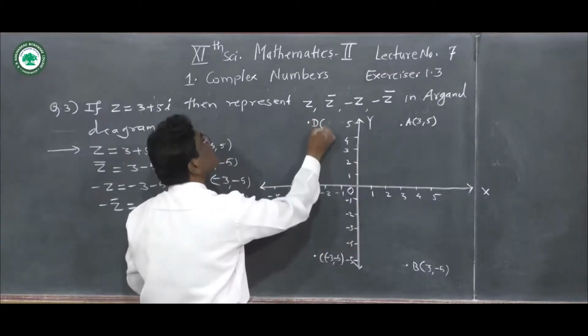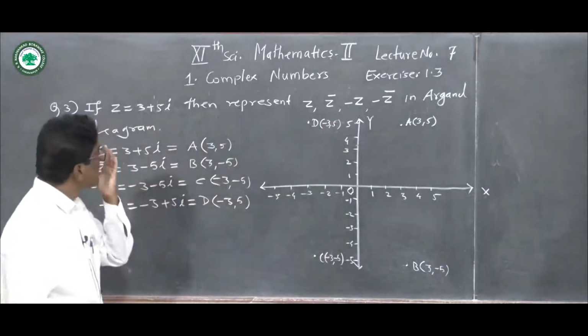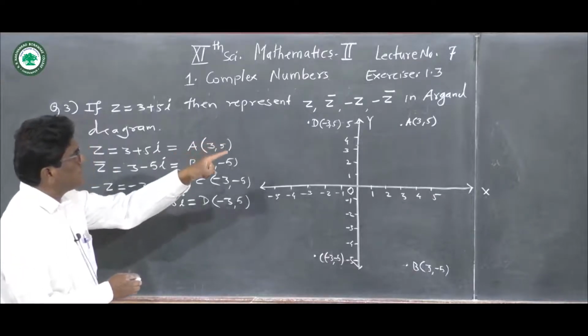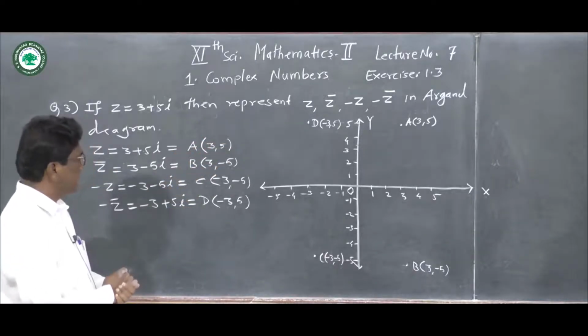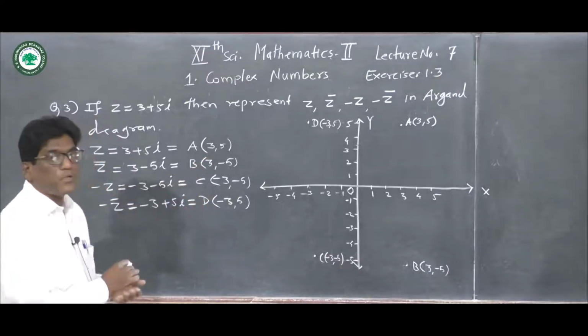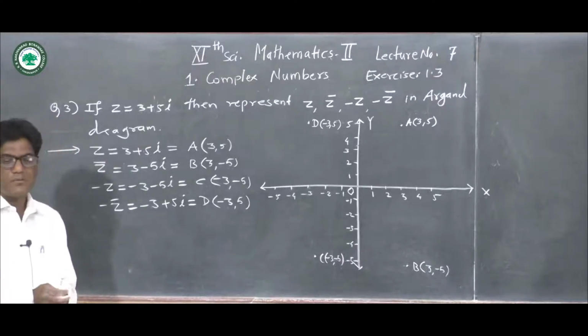of minus 3, 5. So in this way we represent z, z bar, minus z bar in the Argand diagram. These points A, B, C, D represent the corresponding complex numbers. This is the solution of this third problem.